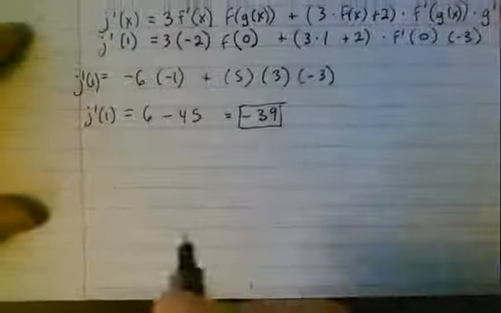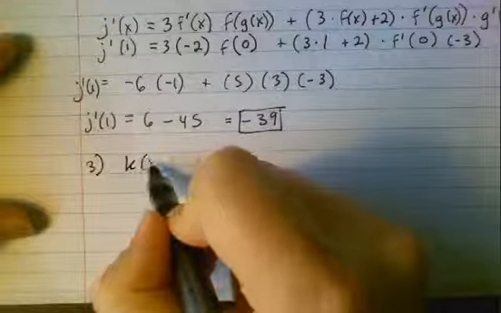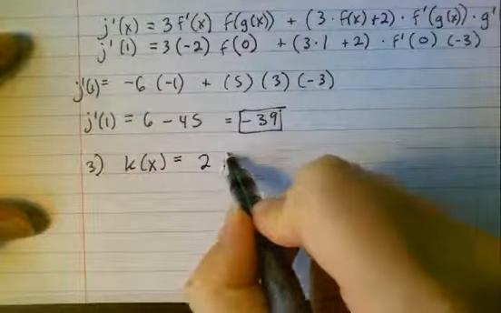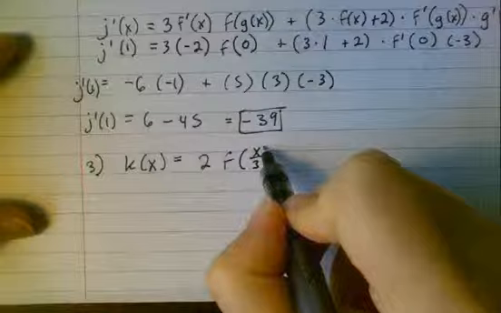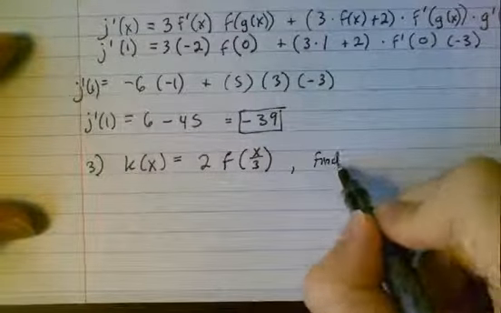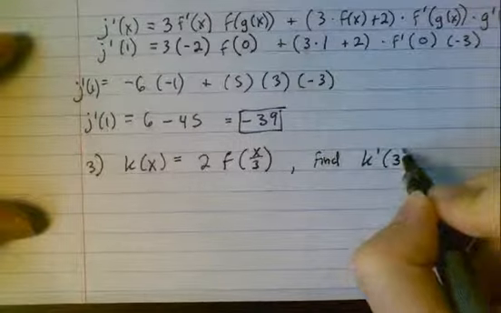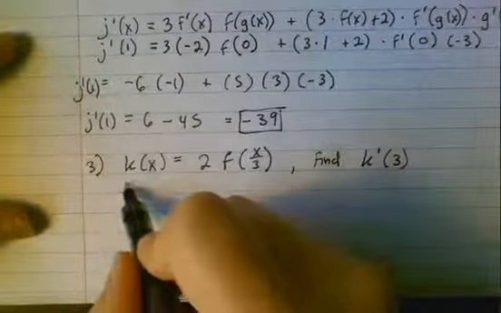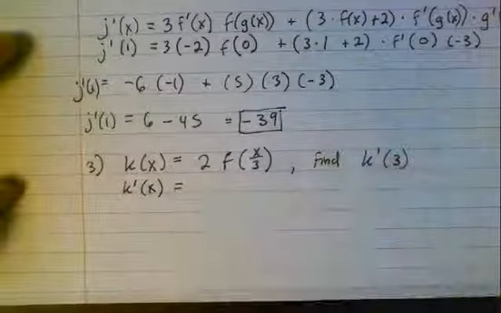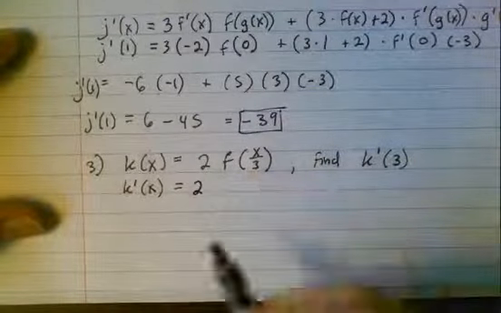Let's look at a third one. Let's say we know that k of x is 2 times f of x over 3. And we want to find the derivative of k when x is 3. First thing we need to do is find the derivative of k of x. So we know that this 2 is just along for the ride.